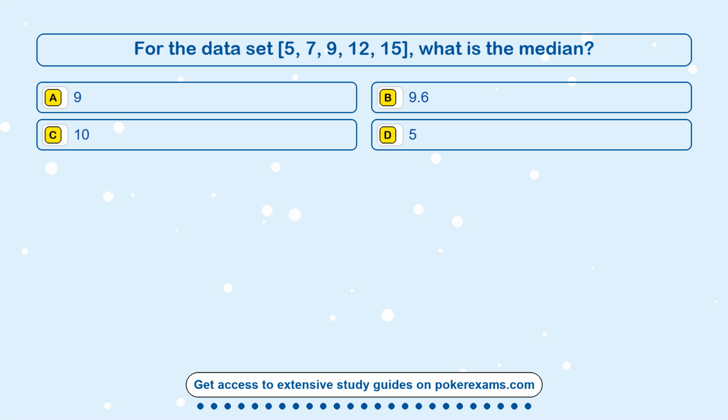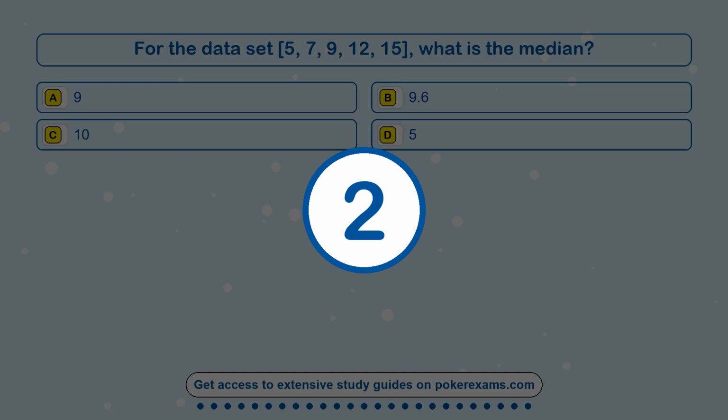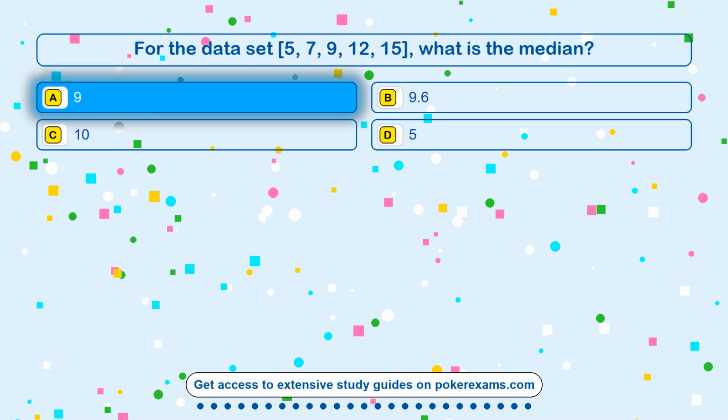Question 19. For the data set 5, 7, 9, 12, 15, what is the median? Option A 9. Option B 9.6. Option C 10. Option D 5. The correct answer is option A, 9.